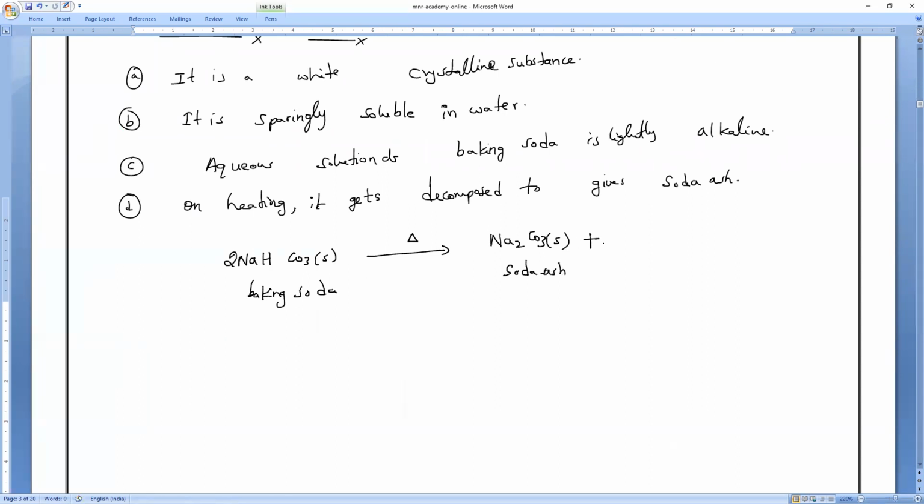Plus you are getting carbon dioxide plus water. But here, remember, everybody, here water is not in liquid state. What is the state of water here? Everyone? Gaseous. Gaseous state. Remember that.